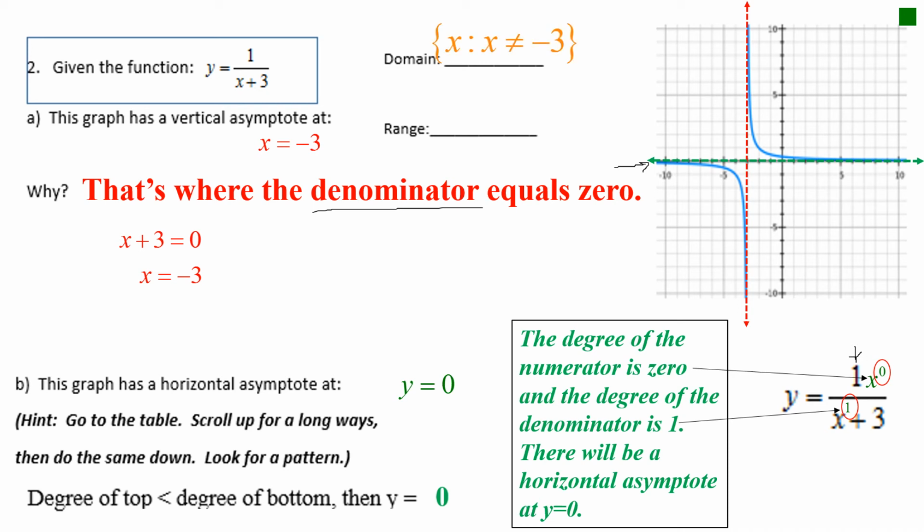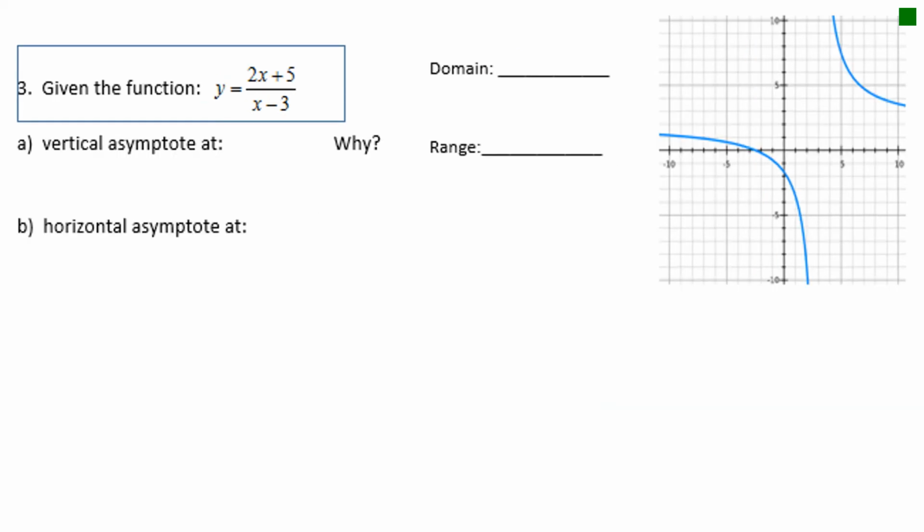So we can take this, figure out what the domain is. If we have a vertical asymptote, that'll help us with the domain. X cannot equal -3. Here, the horizontal asymptote will help us with the range. Y cannot equal 0.